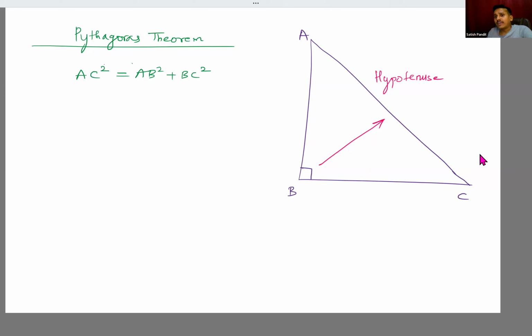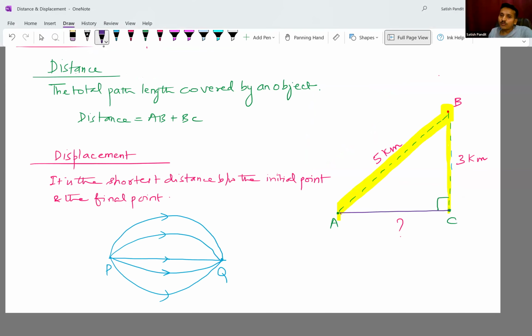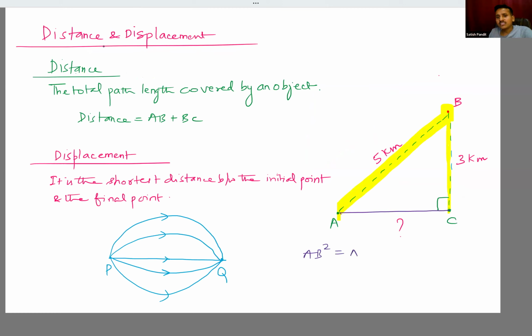Now, if you look here, we have also got a right angle triangle, because this is a ground and I'm coming straight here. So this is a right angle. This is actually a right angle triangle ABC. So here also I can apply Pythagoras theorem. What will be the Pythagoras theorem here? See, hypotenuse is AB here. So AB square is equal to AC square plus BC square.